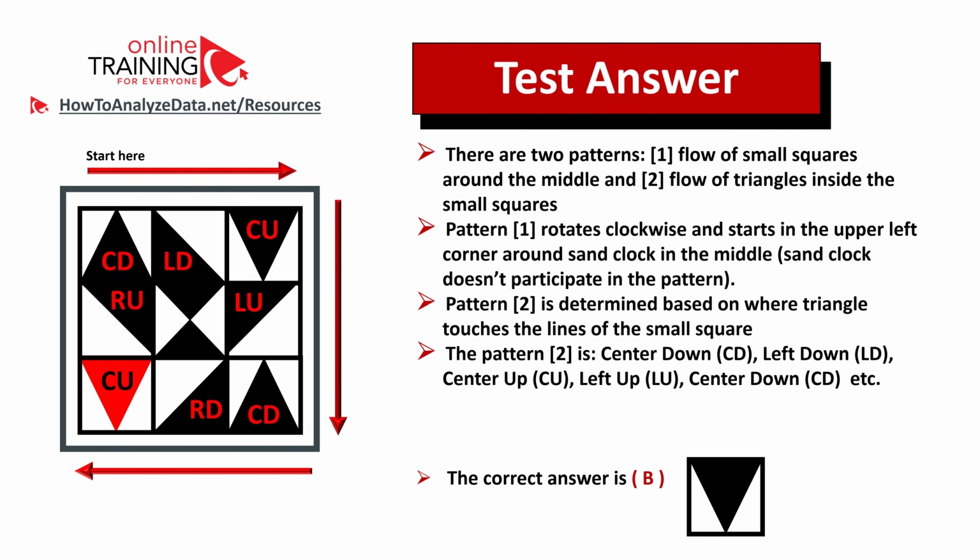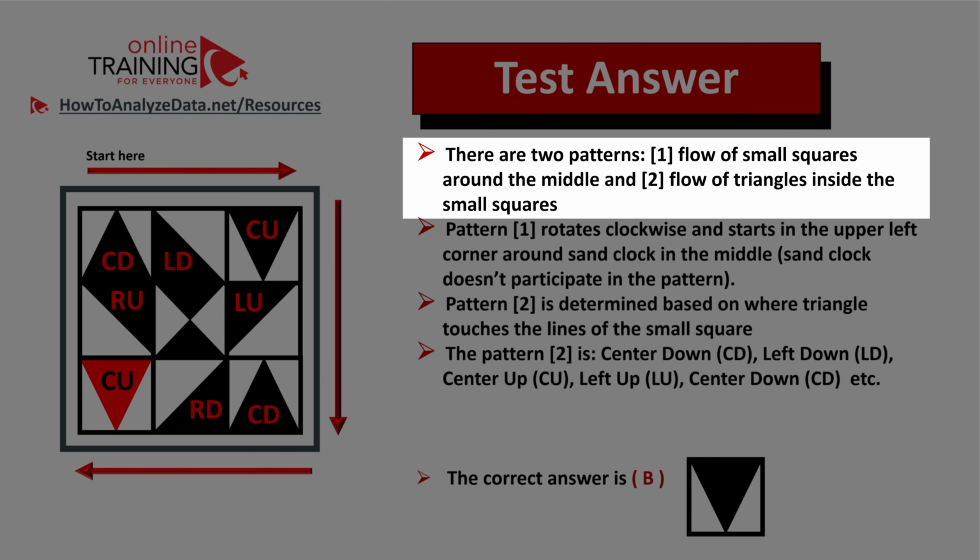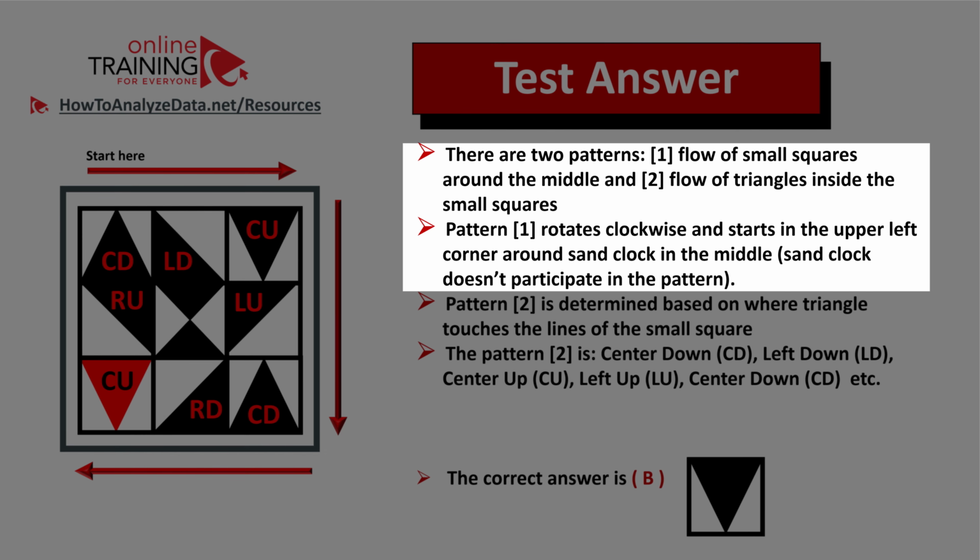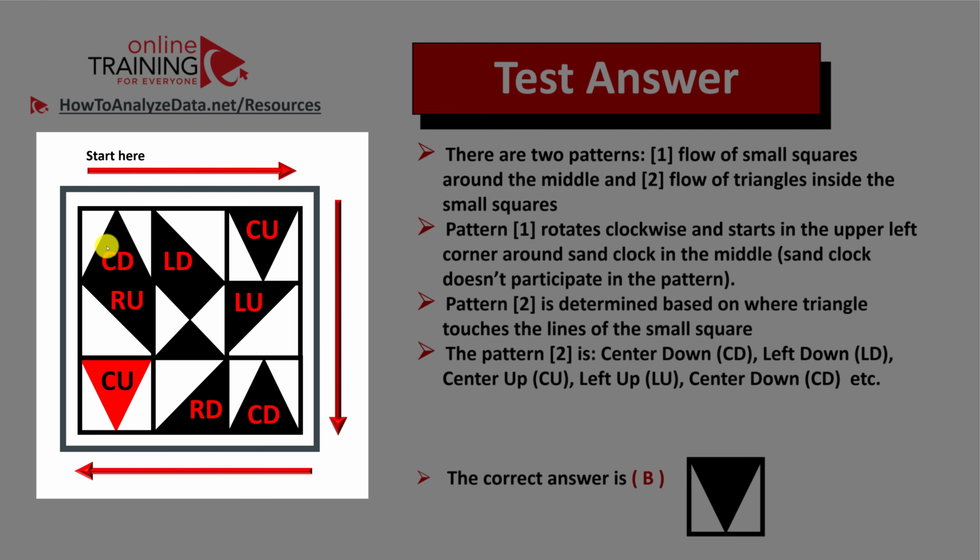We're presented with a very interesting challenge here, but the challenge could be broken down into 2 patterns. The first pattern is the flow of small squares around the middle, and the second pattern is the flow of triangles inside the small squares. Pattern 1 rotates clockwise and starts in the upper left corner. You see that the pattern rotates around the center block, which is in the middle, and the center block does not participate in the pattern.